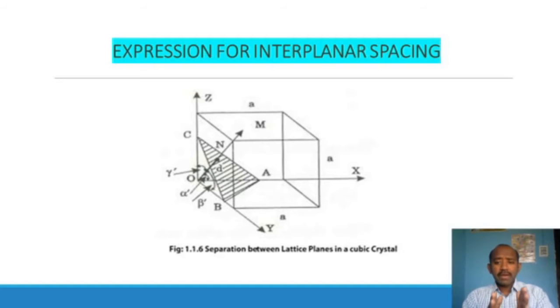Now we have to derive an expression for the interplanar spacing. So what is the d value? To know that, first we have to consider two planes. In the diagram we are not showing the two planes here. Suppose one plane is at the point O and another plane is parallel to that, and we have considered only 3 points on the lattice planes. Let us see how to draw this diagram.